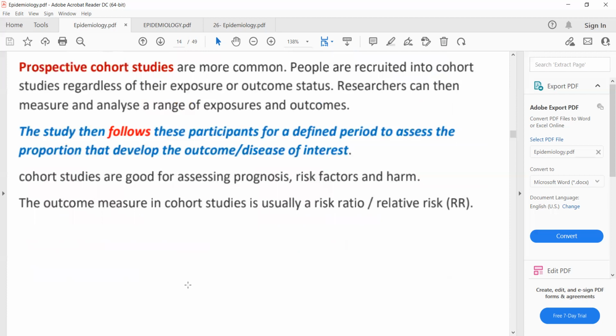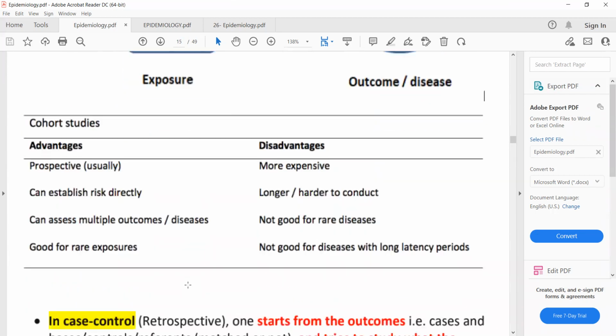What does it mean that it is not good for diseases with long latency periods? If a disease has a long latency period, for example, let's say a latency period of almost 30 or 40 years, it will be difficult for an observer or for a doctor to observe a patient for this long period. So this is a disadvantage.